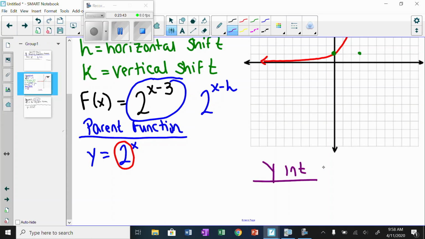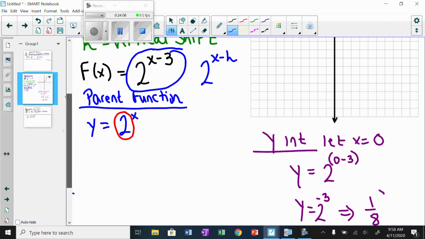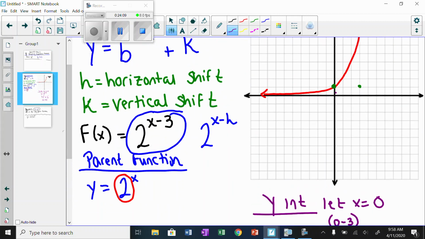So remember, for the y-intercept, we let x equal 0. So we're going to have y is equal to 2 raised to the 0 minus 3 power. So that's 2 to the negative 3rd power, which is 1/8. So that's the point (0, 1/8). So that's going to be pretty low here. So once again, what's happening? We are hugging that x-axis and then spiking up.